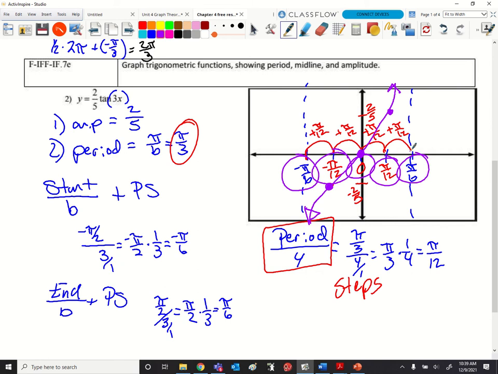All right. Let's see. Wait, isn't the period 2 pi over 3? No, because tangent and cotangent is only 1 pi. Oh, that's what I did wrong. Why? Come on. I got it wrong. So for the cotangent one, we do the same.